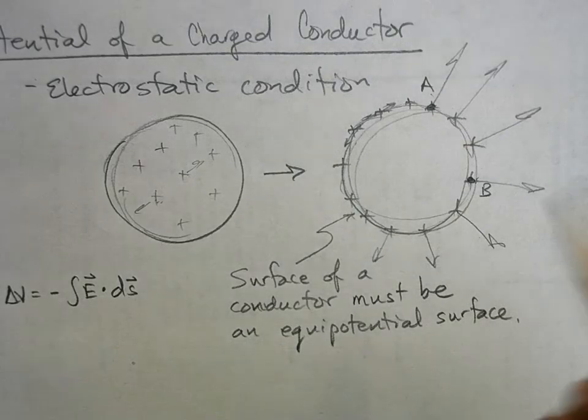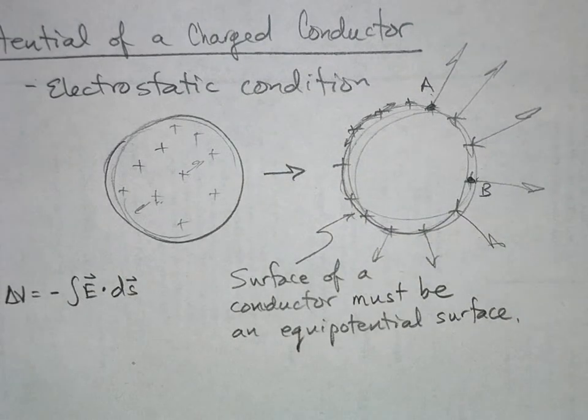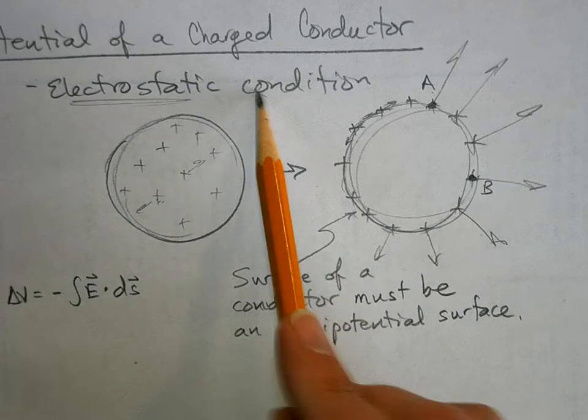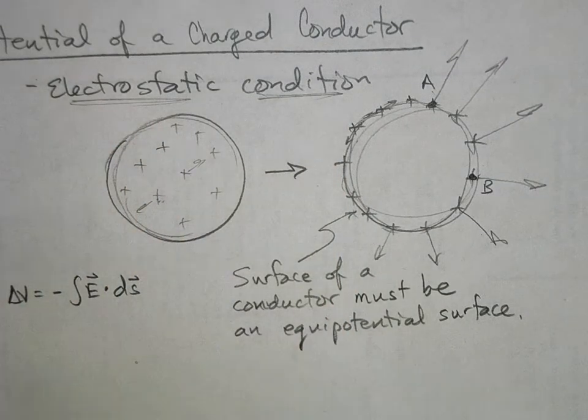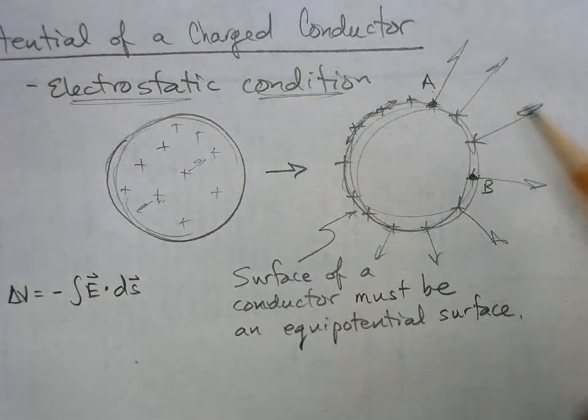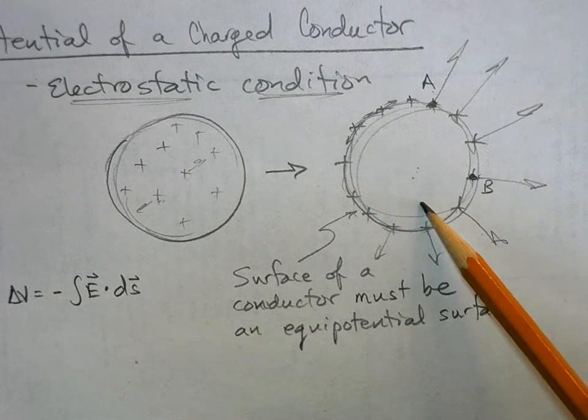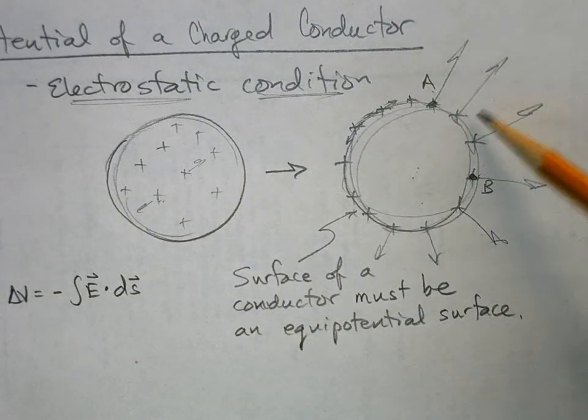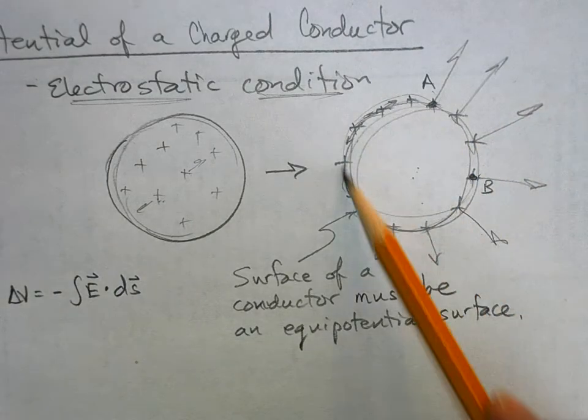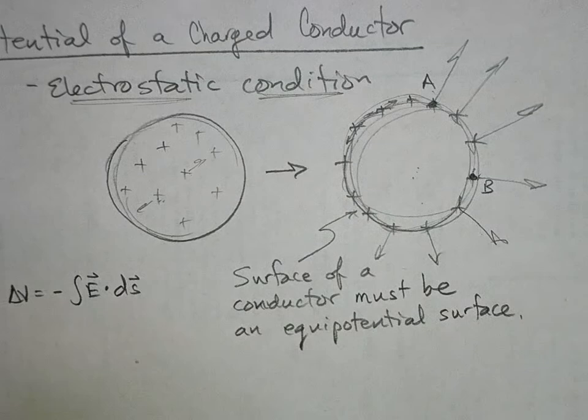Because if the electric field came off with a component parallel to the surface of the conductor, what's going to happen? Charge is going to flow. It's going to move the charge on the surface. Well, if you have moving charges on the surface, you no longer have an electrostatic condition. So if you've got an electrostatic condition, and that's the big thing, you have to understand that, then because it's a conductor, because charges can flow, the electric field cannot exist within the interior of your conductor, and it has to come off perpendicular to the surface, and the surface is an equal potential surface.